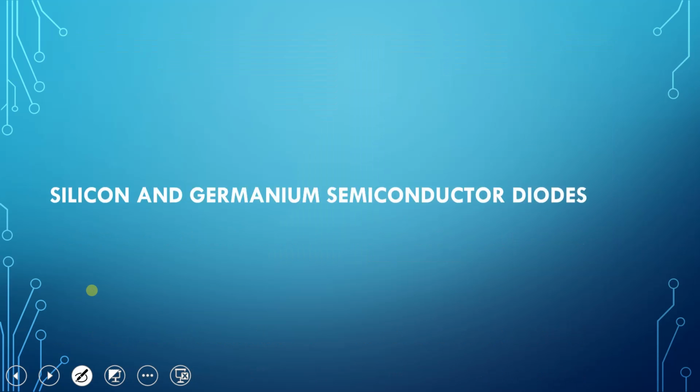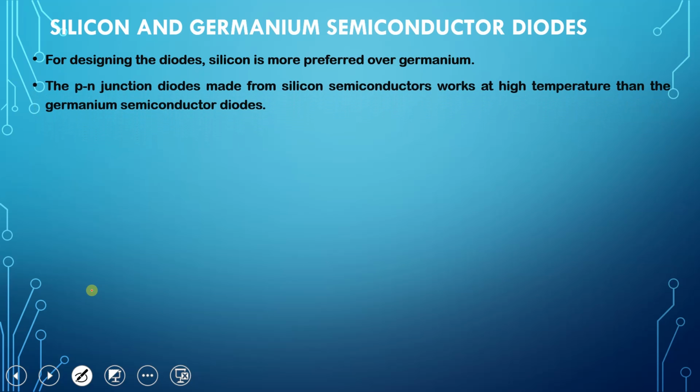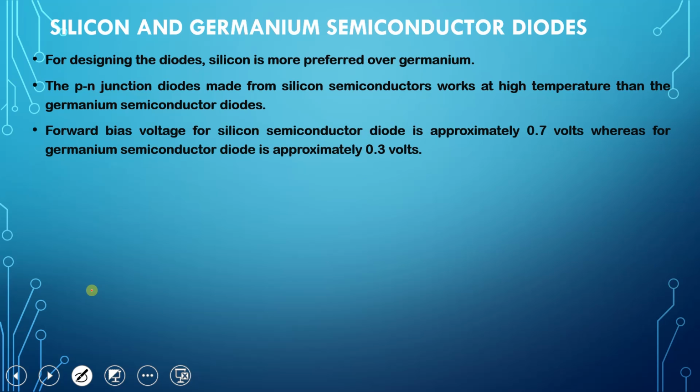So next is silicon and germanium semiconductor diodes. As I have told you, these materials are used for semiconductor diodes. Now we are reading some points about these. For designing the diode, silicon is more preferred over germanium. The PN junction diode made from silicon works at a higher temperature than the germanium diode. Forward bias voltage for a silicon semiconductor diode is approximately 0.7 volt.